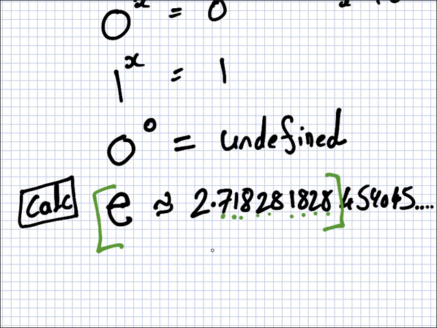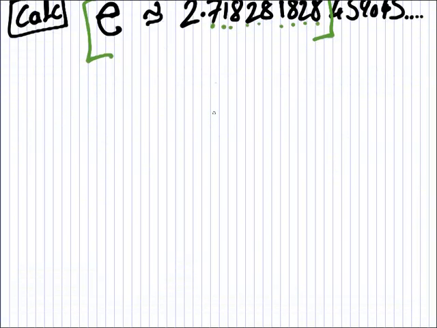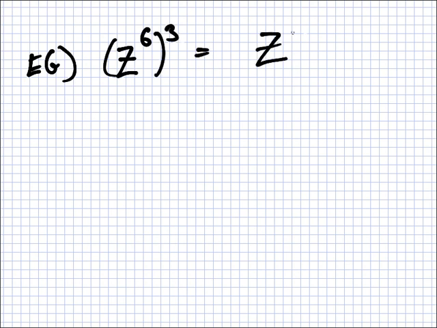Right, let's have a look at some examples now. So, first example, just to practice using the formulas. z power 6, cubed, what would that be, simplified? z power 18, so that's fine.